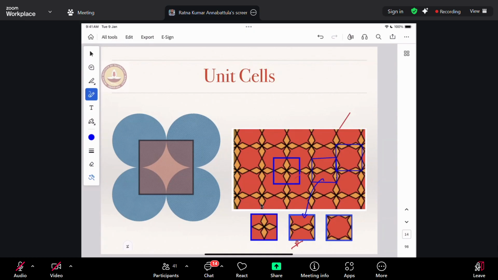That is your third unit cell. You can see here, all these are valid unit cells. You just tile them and you will be able to fill the entire space without leaving any gaps behind.